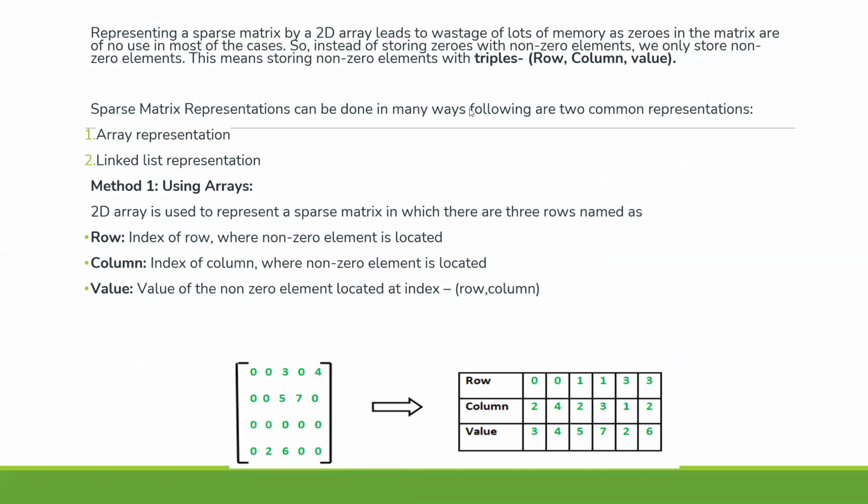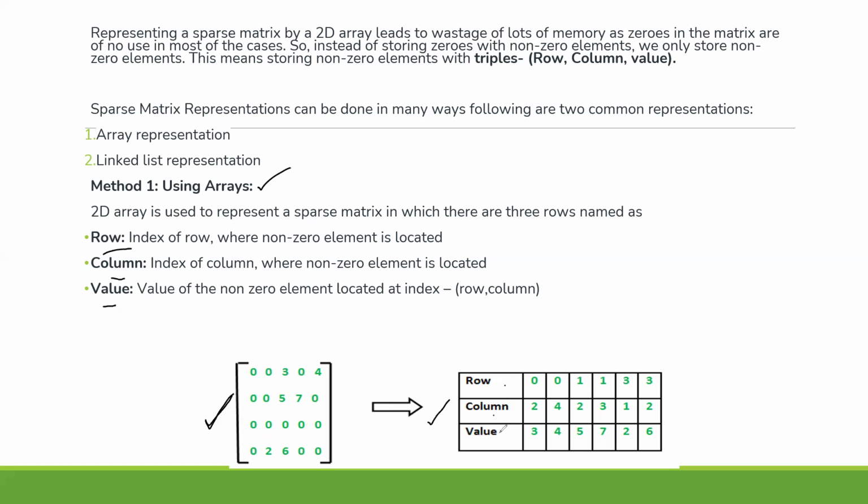Sparse matrix representation can be done in two common ways: array representation and linked list representation. First one, using arrays. How are we going to represent it using an array? A 2D array is used to represent a sparse matrix in which there are three columns named row, column, and value. Row means the index of the row where the non-zero element is located. Column means the index of the column where the non-zero element is located. Value means the value of the element itself. Now we are going to represent this array.